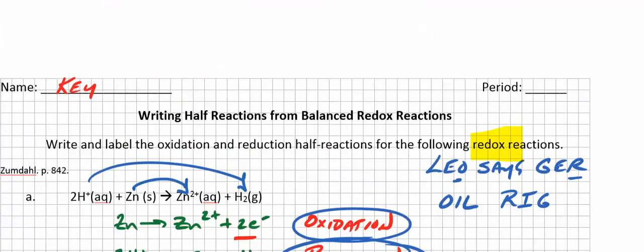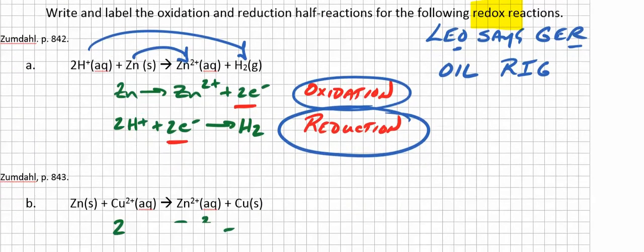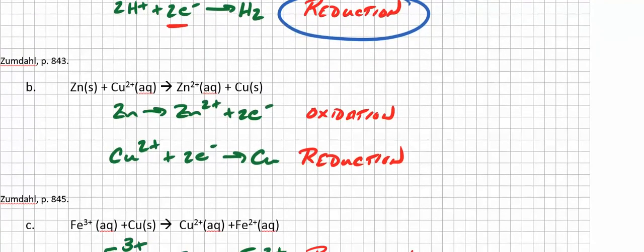Let's take a look at the next one. Let's look at B. By the way, all of these problems are from Zumdahl, so if you want to take a closer look at the context that they were brought in from, go to the page numbers that I've listed there. In this case, it's page 843. So here we have zinc solid combining with copper ion to give us zinc ion and copper solid.